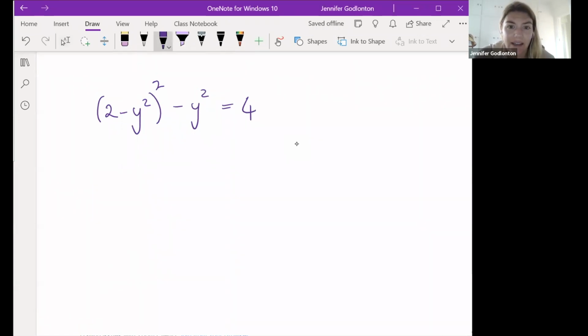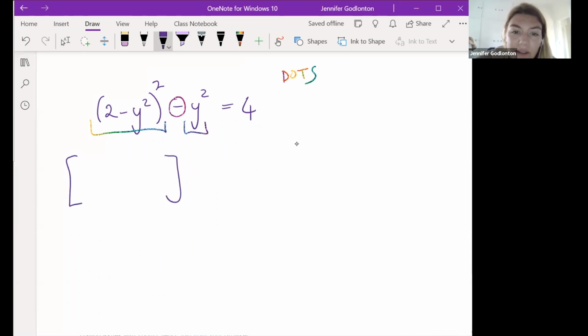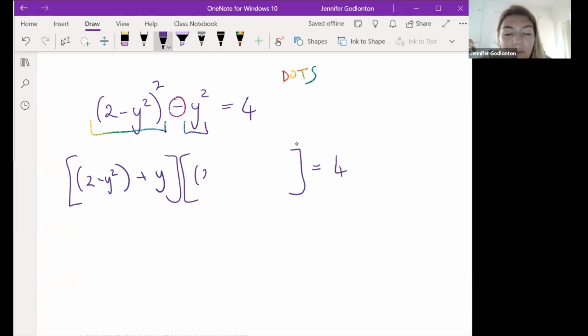What we have here is a difference of two squares. I don't know if you can see the dots that we have in this question. This is one term and it's being squared. There's a minus sign, and this is our second term and it's being squared. So this is a difference of two squares, even though it doesn't look like it. So we're going to have these big brackets and simplify that out. We're going to have 2 minus y squared plus y, and over here we would have 2 minus y squared minus y.